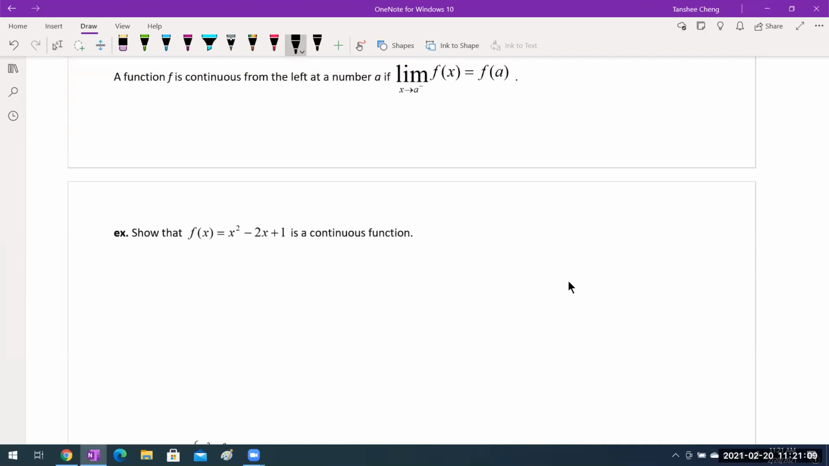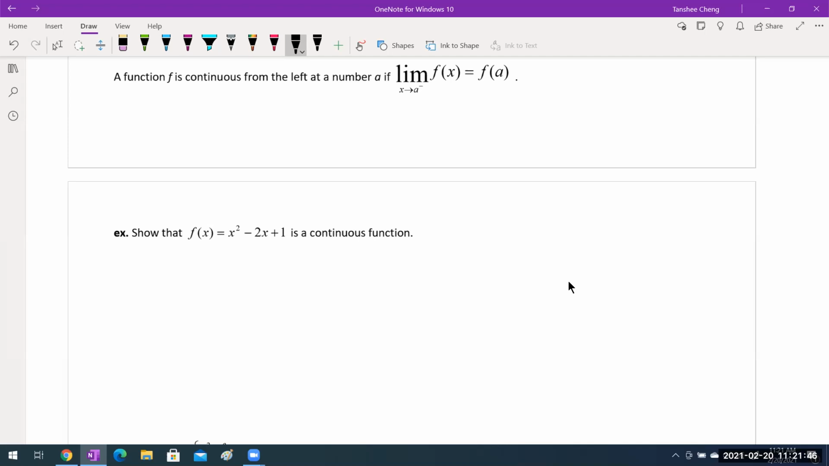So show that f of x is x squared minus 2x plus 1 is a continuous function. As you can see, it doesn't tell us continuous at a point. We only know the continuity definitions at a particular point. But right here it asks us to prove a continuous function, meaning what? Proving it's continuous on the whole entire domain, right? So in that kind of situation, how do we deal with this?